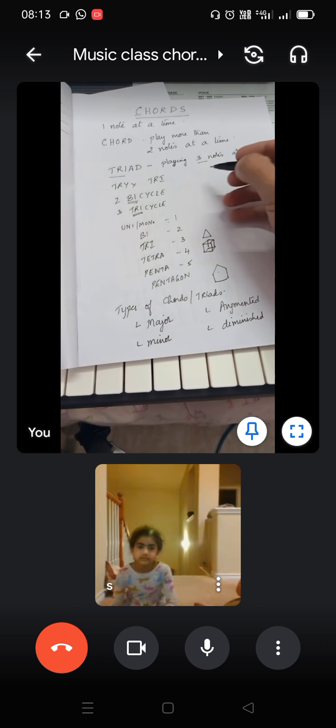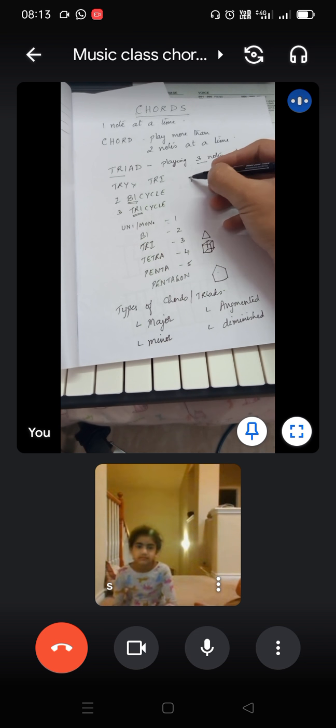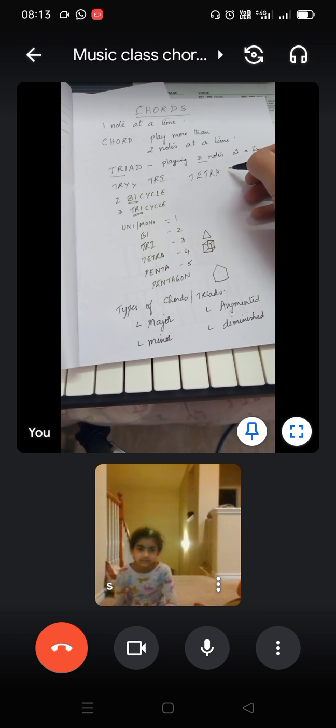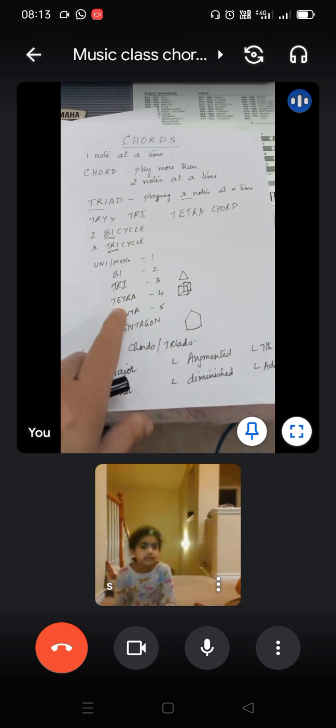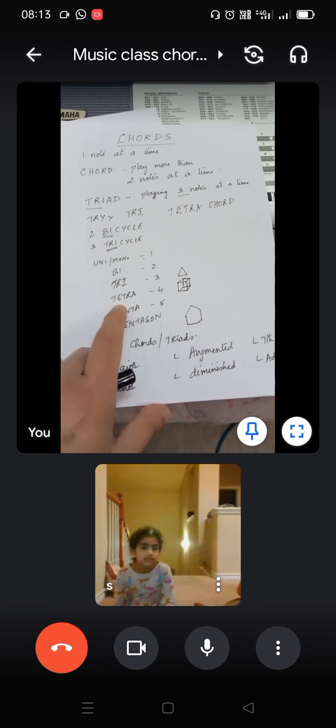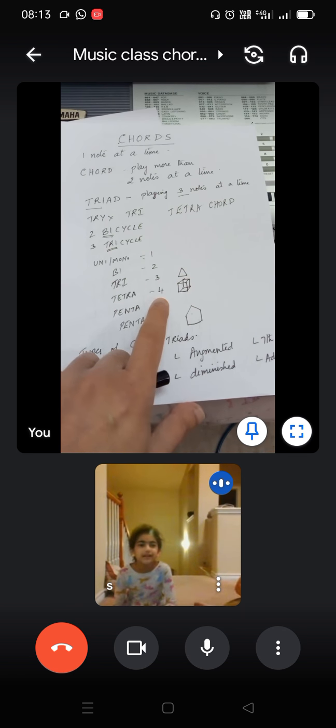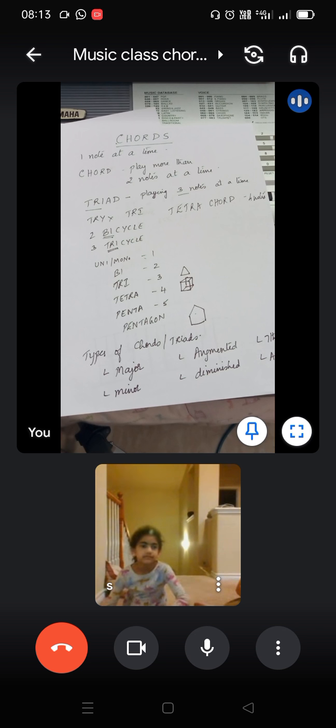Similarly, you have something called a tetrachord. So when you say tetrachord, what is the meaning of tetra? Tetra means four, right? So tetrachord means a set of four notes together. So these are certain terms you should be familiar with.